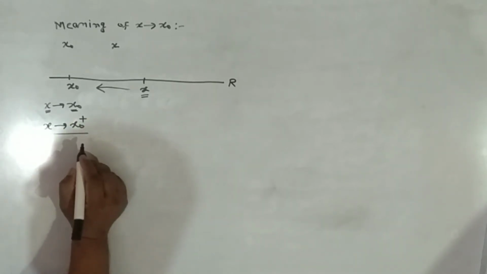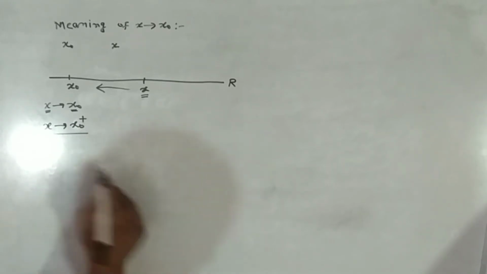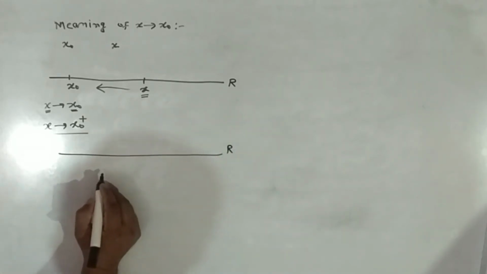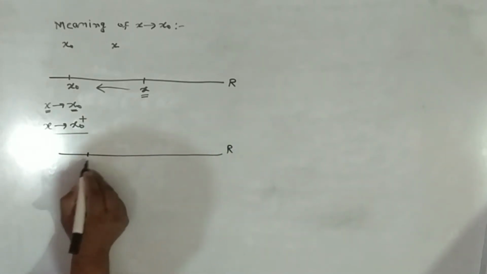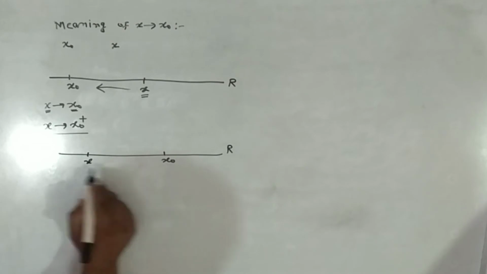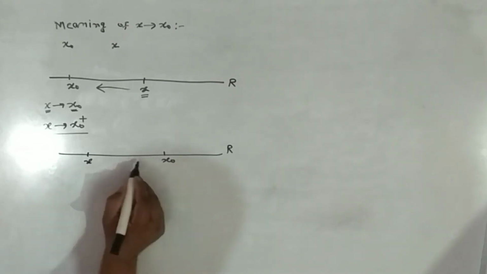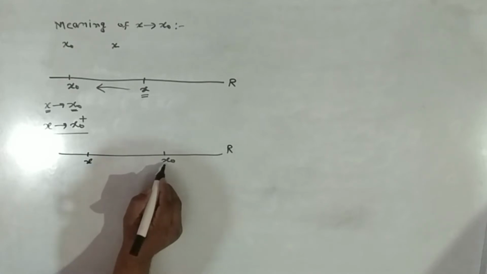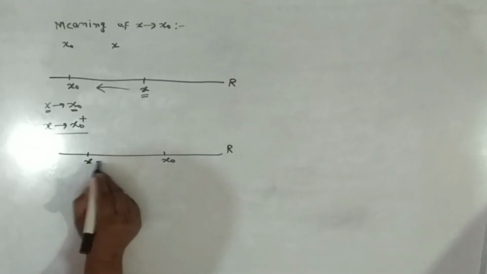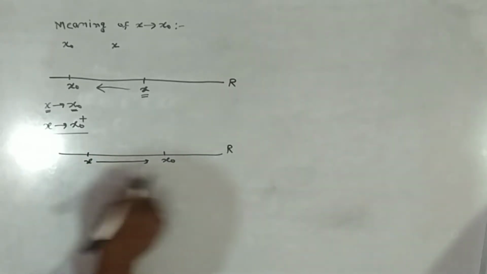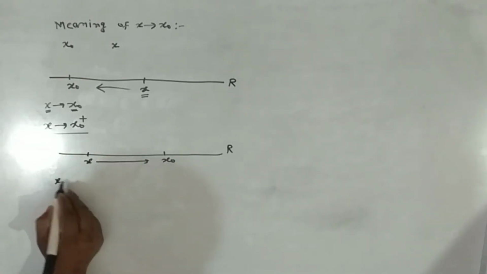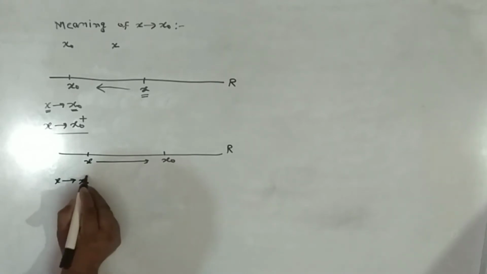Similarly, when x is to the left of x0, suppose this is the real line R, and here is x and here is x0. When this x is left to this x0, it tends to x0 from the left. This x tends to x0 from left, and it is shown by x tends to x0 minus.